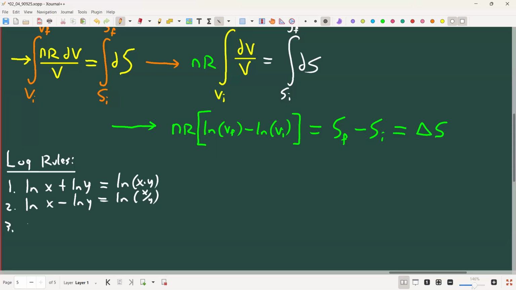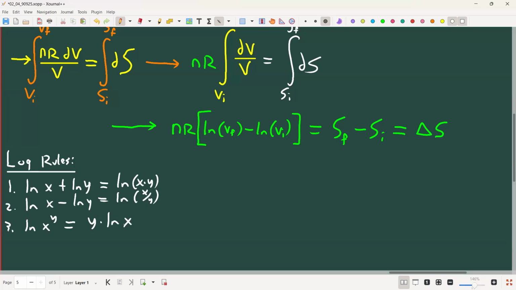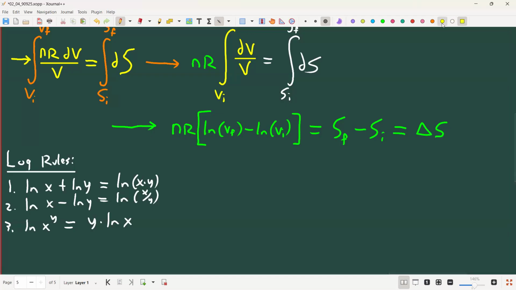And ln of x to the y power is equal to y times the log of x. Right. There's some algebra 2 for you guys to remember. We use these a lot in class. As you can see, log appears immediately. The first problem we do, logarithms automatically appear. We're going to see logarithms in this class a ton for this reason.